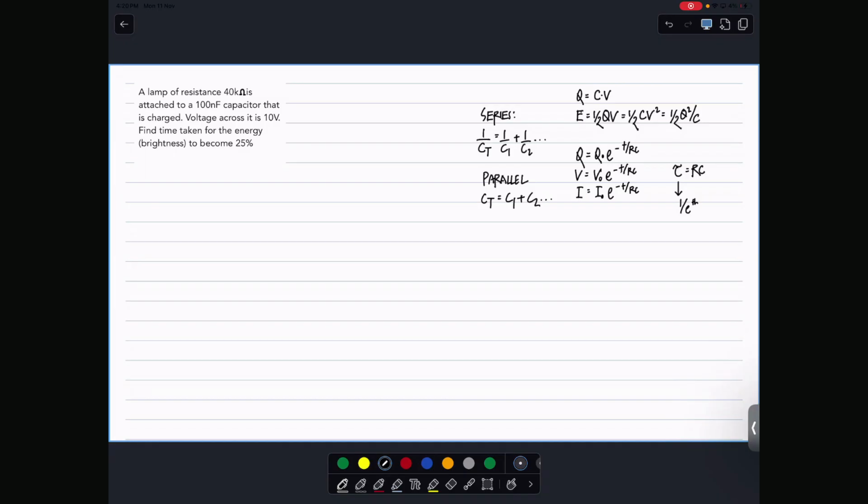I want to start magnetism, but I mean, how can I move on from capacitor?